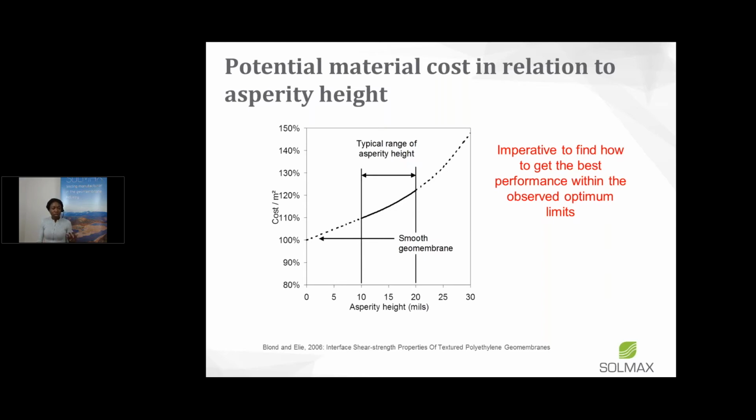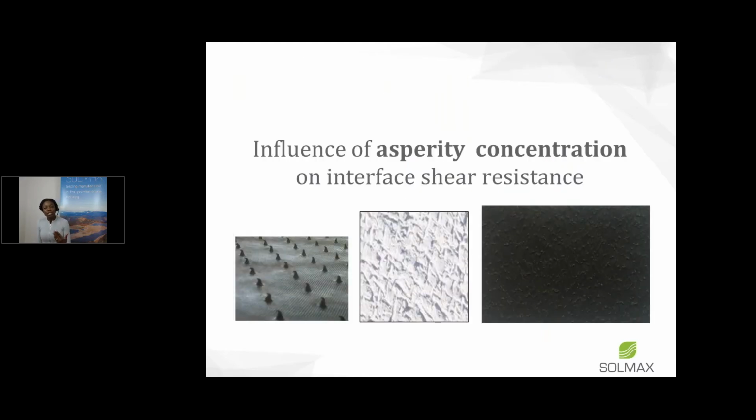So if there is a limit for the contribution of asperity height to increase in interface shear friction, and we really need to increase the interface shear friction, what else can we do? And that is what drove us to start researching and looking at other ways of doing asperity, increasing the concentration of the asperity, decreasing the asperity height, and all of that.